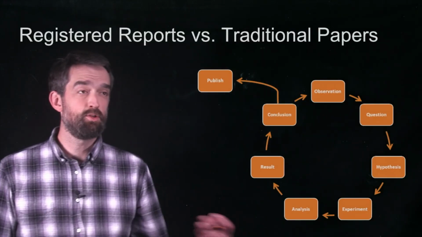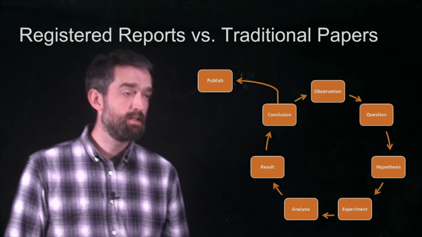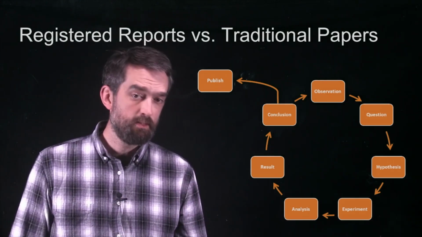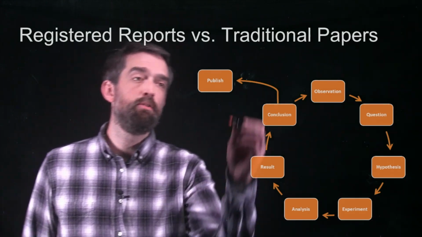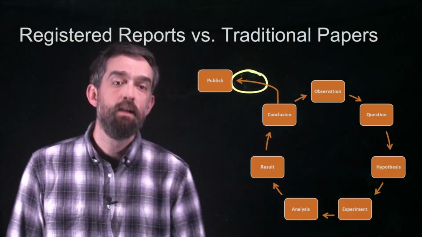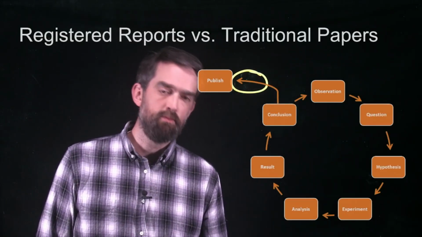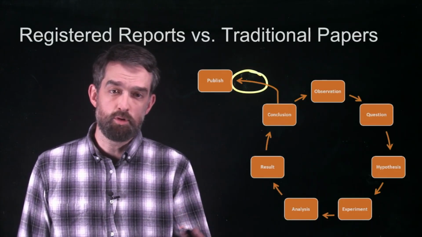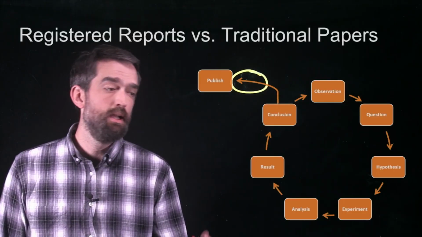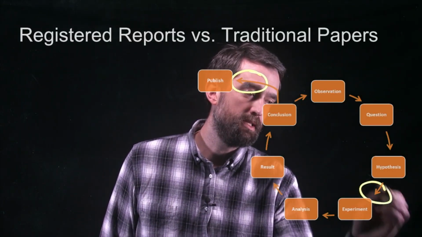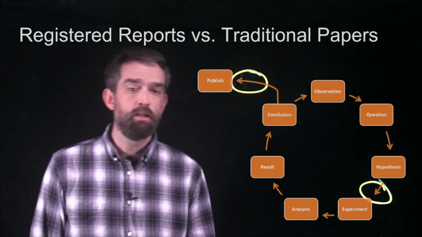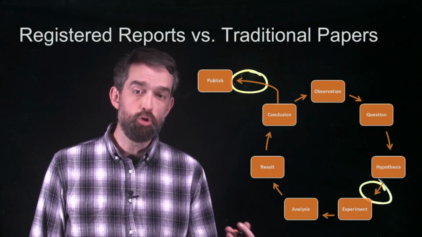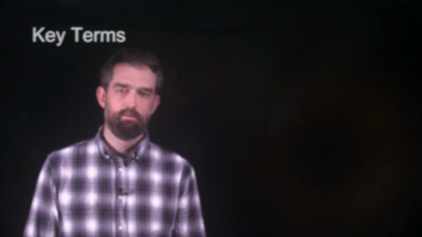Now with registered reports and traditional papers, they both go through the scientific method as we discussed earlier. One of the key things for both of them is that you go through a peer review that happens at the very end of your study. After you've concluded your results and you've written up your paper, you submit it for publication. The key feature of registered reports that's different from traditional papers is that you go through a peer review process after you're done writing up your hypothesis and creating your question, but before you've conducted any of your studies.